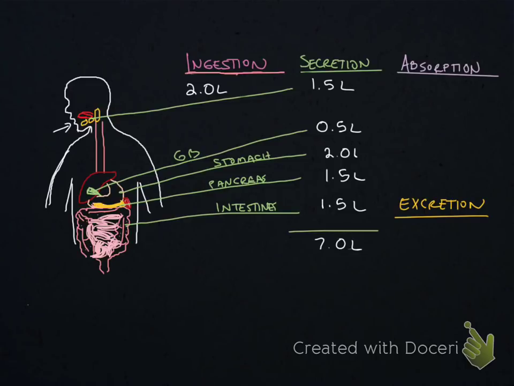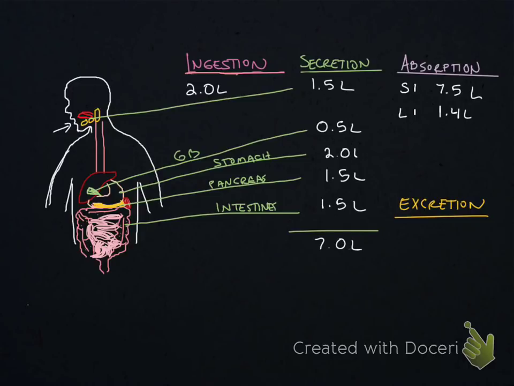So now if we absorb some of this, it will happen in the small intestine and in the large intestine. The small intestine, we absorb about 7.5 liters. In the large intestine, we absorb about 1.4 liters.